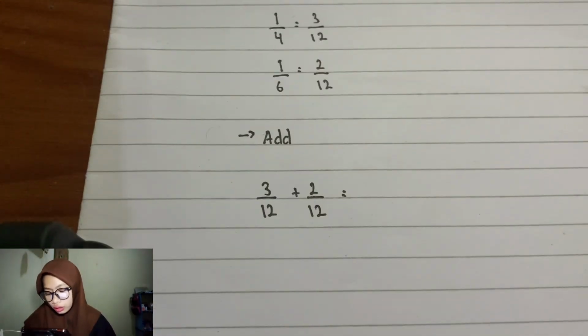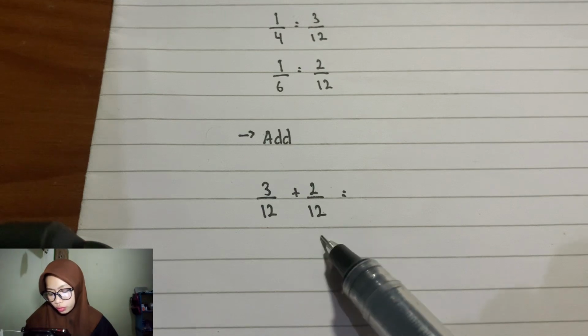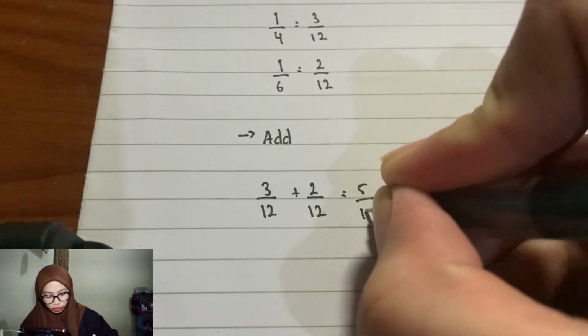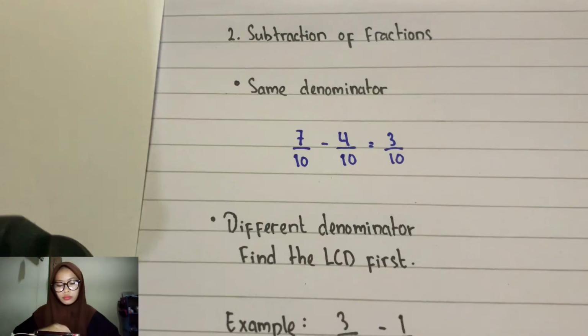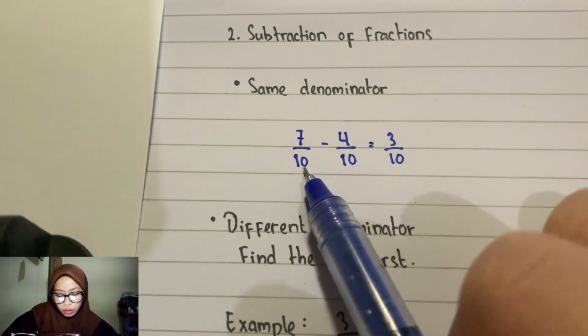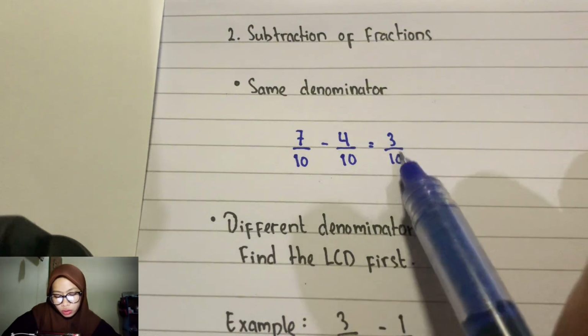Okay, for the last step, all you need to do is add the two fractions. So 3 over 12 plus 2 over 12 is 5 over 12. Okay, next we're going to learn about subtraction of fractions. Subtraction uses the same rule as addition. If they have the same denominator, like this example, 7 over 10 minus 4 over 10 equals 3 over 10.